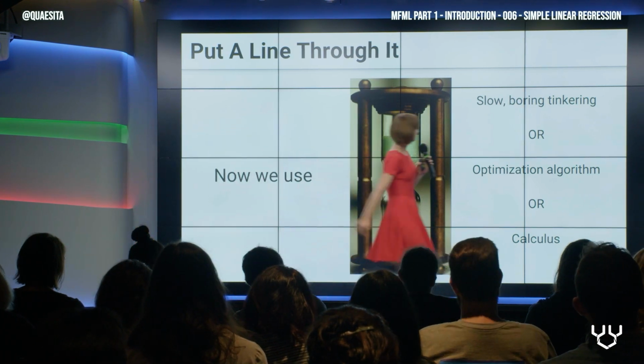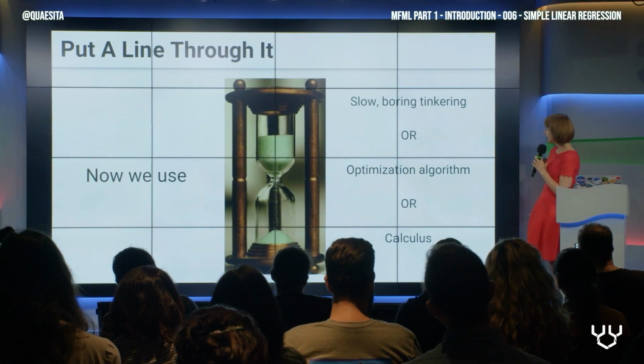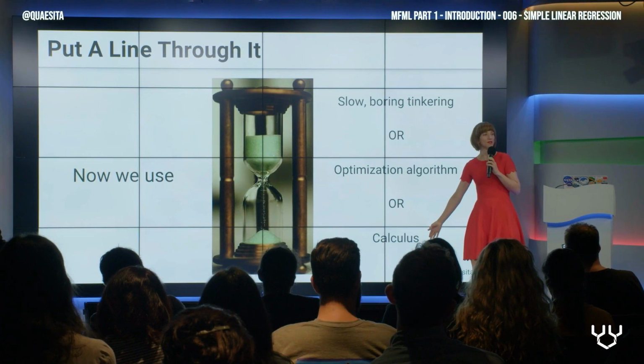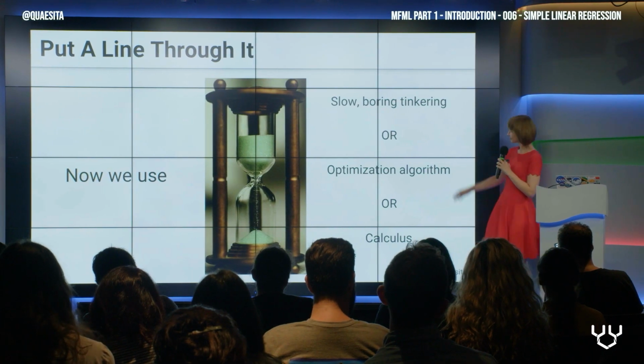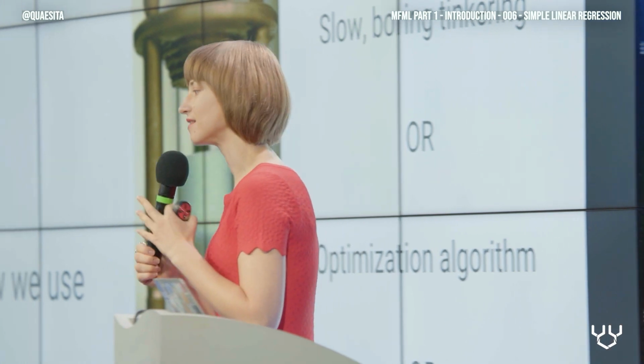So what are our options? Just play by hand with those two numbers, which is what we were doing, or we could use calculus, but who even does calculus anymore, so old school. Or we could just use an optimization algorithm to get us the answer immediately.